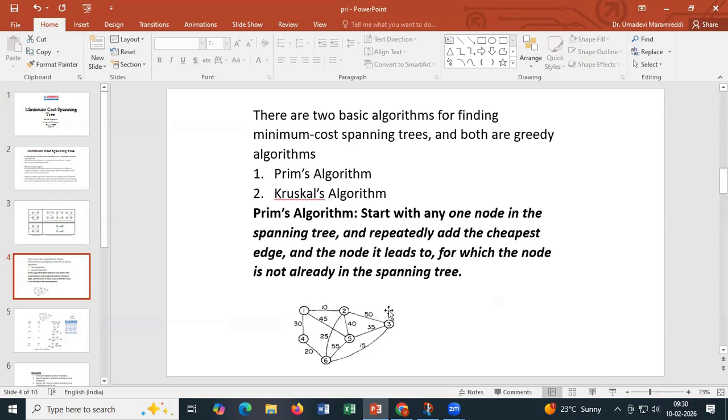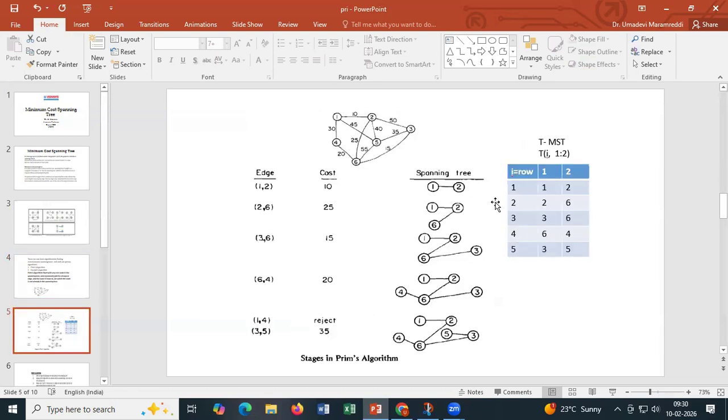So here these are the vertices 1 to 6. Here we have to generate a spanning tree with 6 vertices and 5 edges. So here if we have to draw a cost adjacency matrix, when you draw the cost adjacency matrix, you can find the edge 1 to 2 is 10. You can see here edge 1 to 2 is minimum. So you select the 1 to 2, 10. So here you have to find the edge which is minimum.